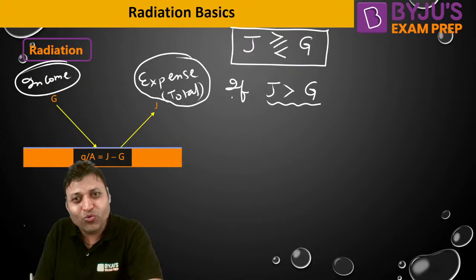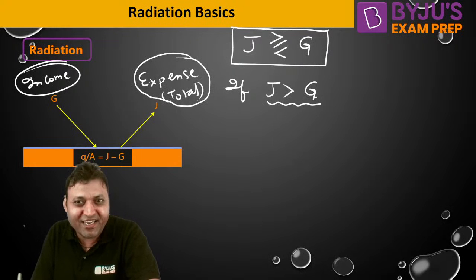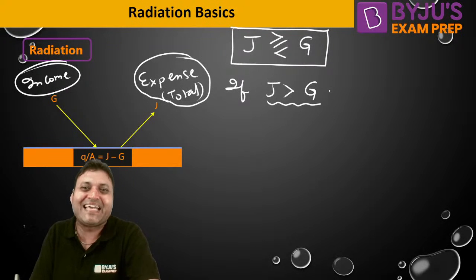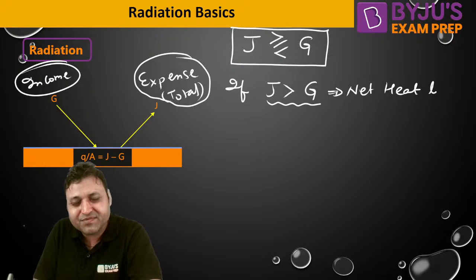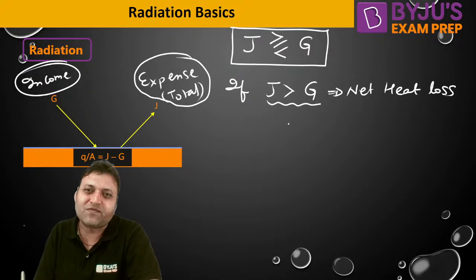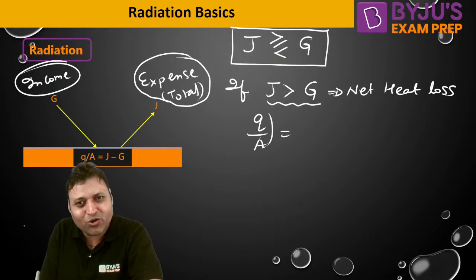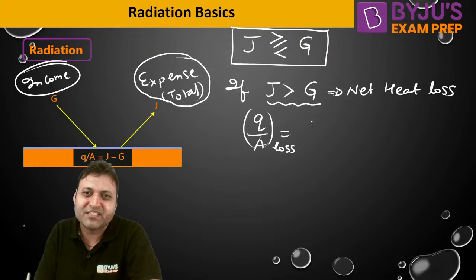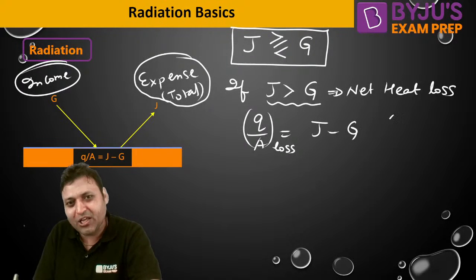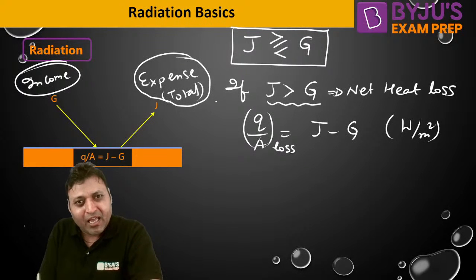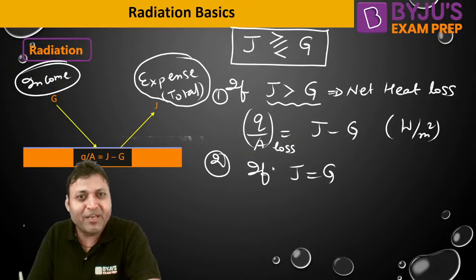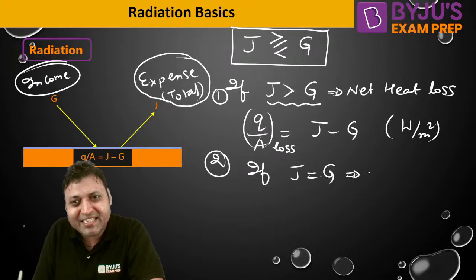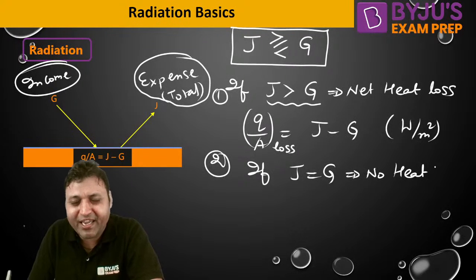If J, the radiosity, is greater than G, then it is the net heat loss from the surface, and Q by A, the net heat loss from the surface, is equal to J minus G. The unit is watt per meter square. There is also a possibility that J is equal to G. It means expense is equal to income. So we can say there is no heat loss or no heat gain.